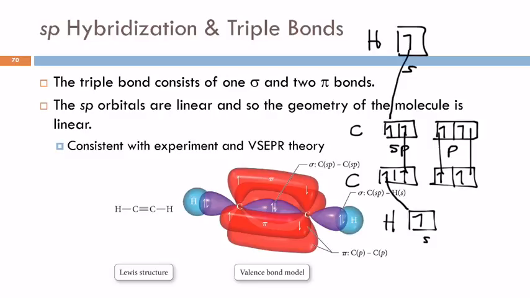You never have a pi bond by itself without that sigma. You can't have a pi bond without the sigma. That's correct. The strongest bond is going to form first, and so the sigma bond will form. The pi bond is kind of the leftover. It's weaker, and so if you just had a pi bond, it just wouldn't work. The molecule wouldn't stay together.